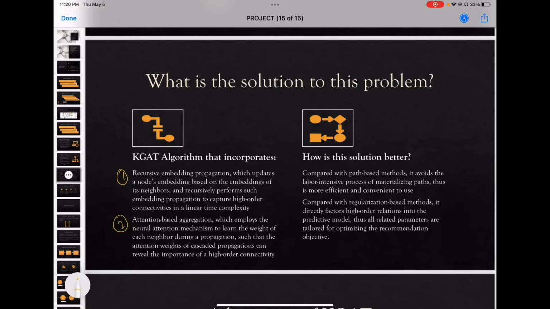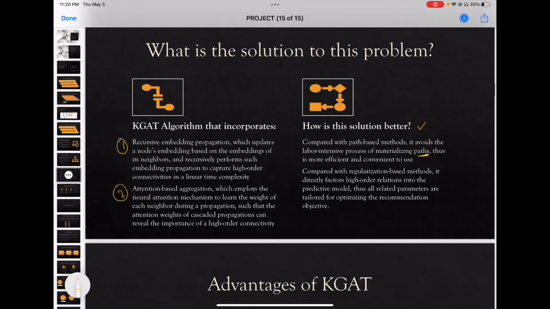Now, how is this solution better than the already existing algorithms out there? Compared with path-based methods, it avoids the labor-intensive process of materializing paths, thus is more efficient and convenient to use. And compared to the regularization-based methods, it directly factors high-order relations into the predictive model. Thus, all related parameters are tailored for optimizing the recommendation objective.